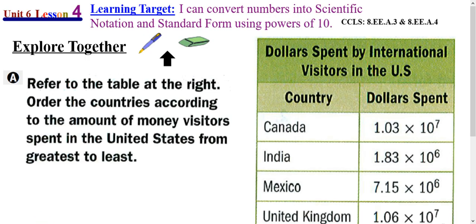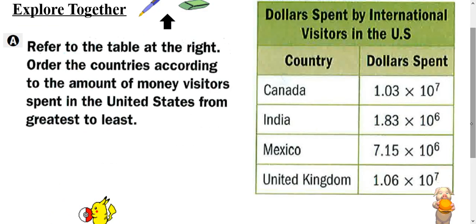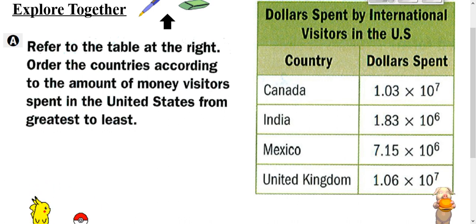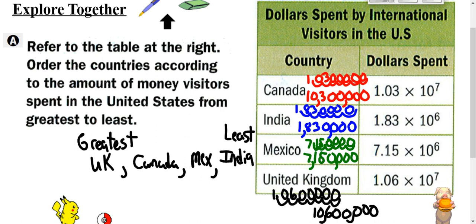So go ahead, and we're going to refer to the table to the right and order the countries by the amount of money the visitors spent in the United States, from greatest to least. So you're ordering them from greatest to least. Pause the video right now, and we'll be back with the answers. So there are the answers, from greatest to least.